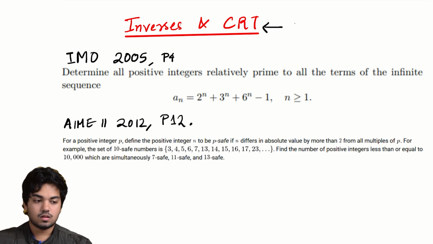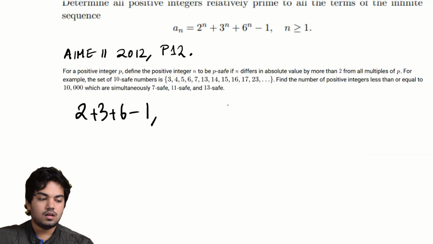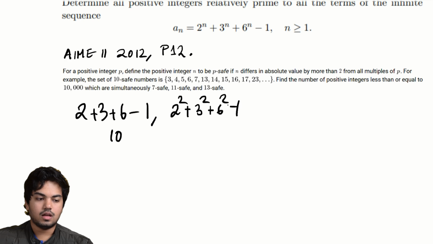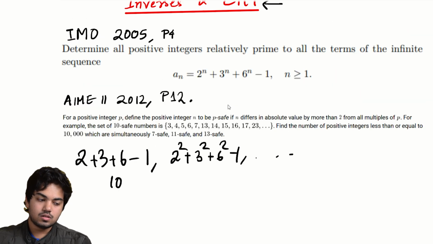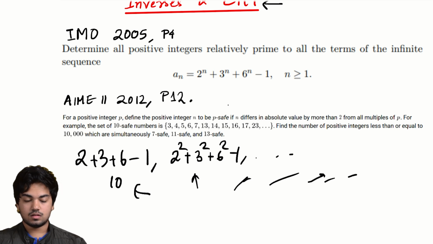What this problem means is that you have the sequence a_n, where the first term is 2 plus 3 plus 6 minus 1, which is 10. The next one is 2 squared plus 3 squared plus 6 squared minus 1, and so on. We keep taking elements in the sequence, and the question is asking: can you find all positive integers which are co-prime to every single element in this sequence?